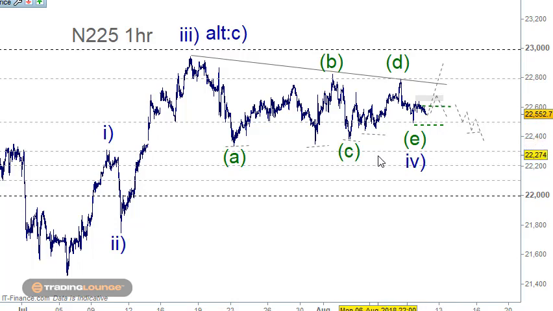Now, if I'm wrong, this move up through here is in 3 waves. There's an A and a B and a C here, all right? So it makes it the alternative C wave here. Then it makes all of this bearish here.